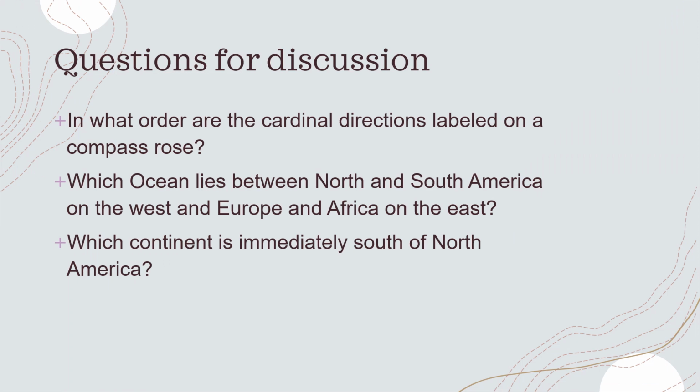All right, students, so I'm going to be testing your knowledge. I have a few questions for you guys. The first one is, in what order are the cardinal directions labeled on a compass rose? Does anybody remember? We discussed it. That is correct, clockwise order. Okay, and which ocean lies between North and South America on the west and Europe and Africa on the east? Do you guys remember that? That is correct, the Atlantic Ocean. And finally, which continent is immediately south of North America? Does anybody remember? That's correct, South America. Awesome, guys.